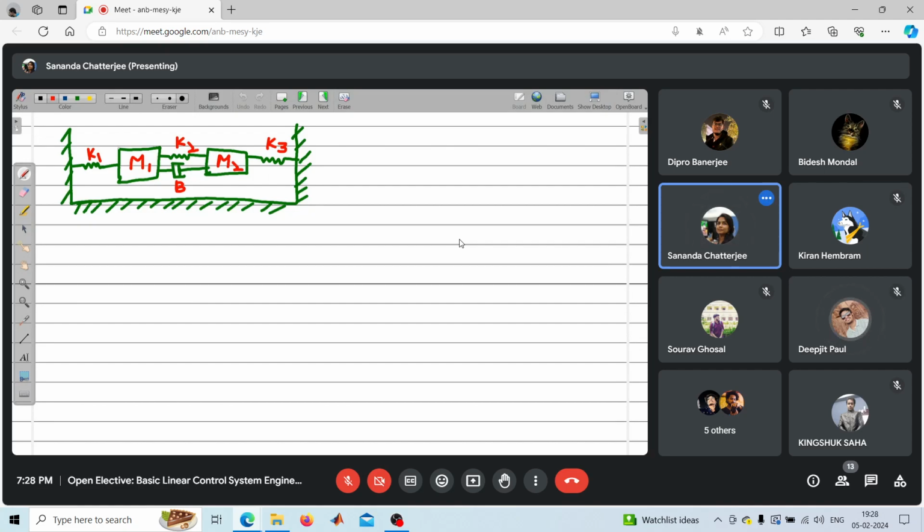Now, when I have drawn this system, I have not provided any excitation to the system. So now if I provide an excitation, that is, I am providing a displacement at this point, I'll push this mass m1 with a displacement u.